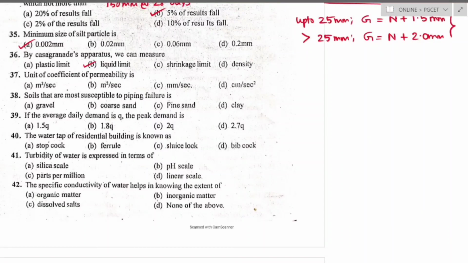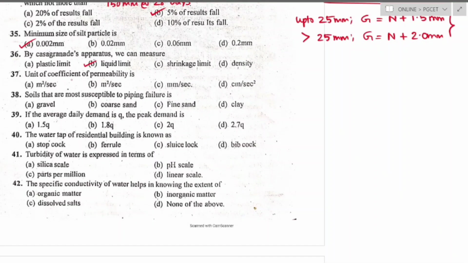Question number 37. Unit of coefficient of permeability is. It is defined as the property of the porous material that permits the passage or seepage of water or other fluids through its interconnecting voids. So the unit of permeability is meter per second or centimeter per second. So the right answer will be option D. Correct this option as centimeter per second.